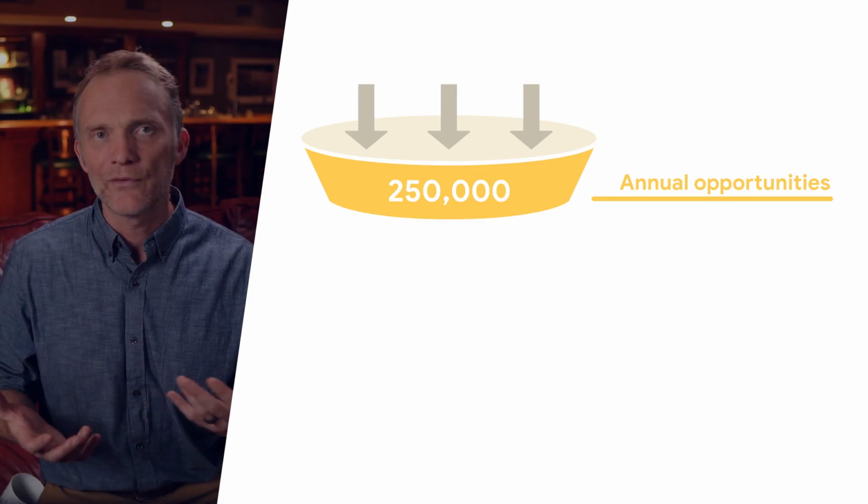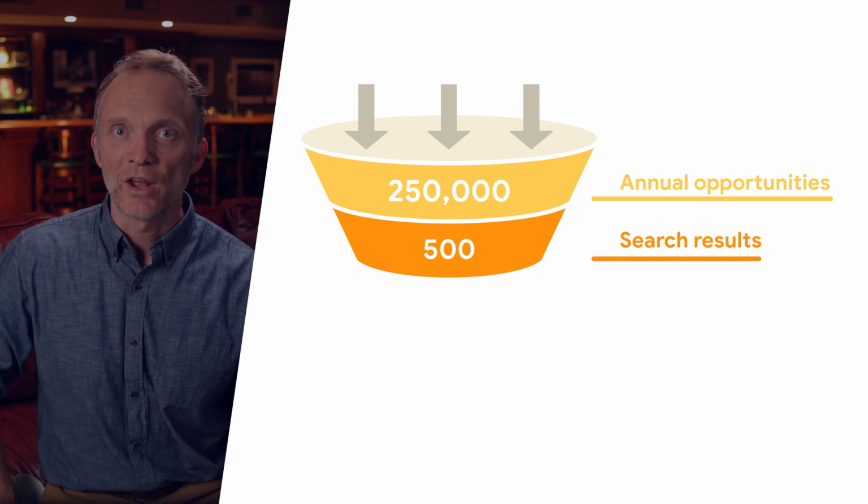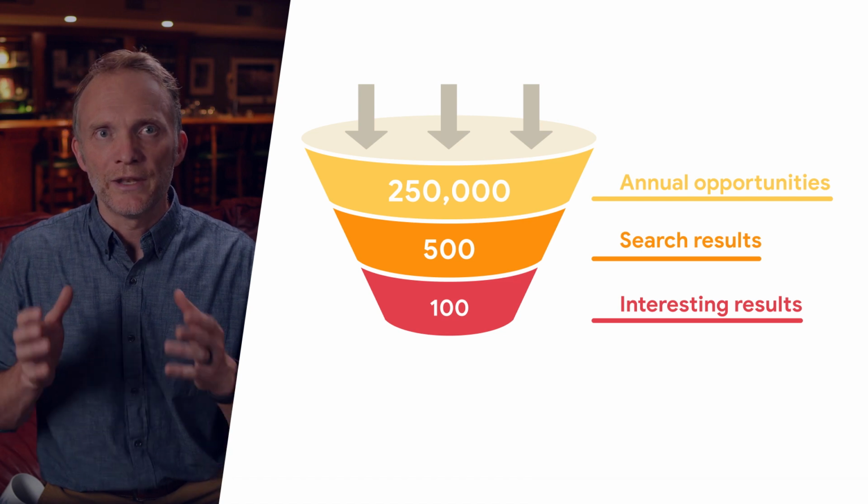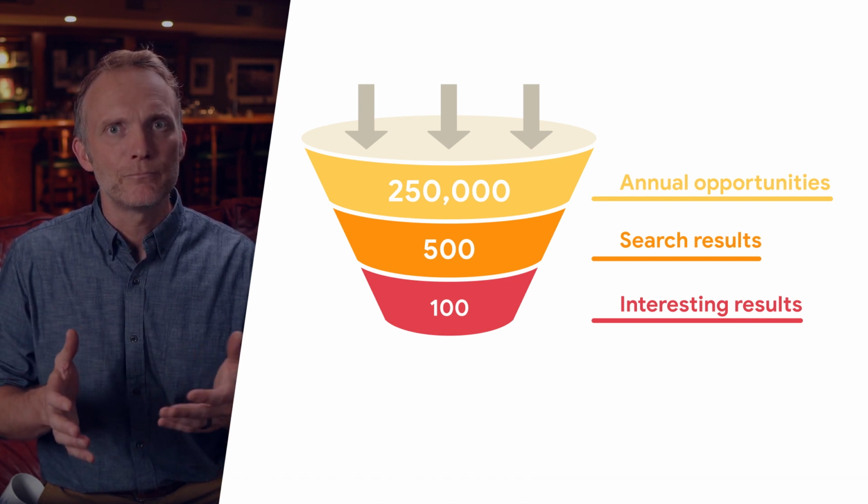And by the way, to help you benchmark your own search results, my target's 20%. So if 20% of my search results are interesting, I'm happy. That doesn't mean I pursue 20% of my search results. My saved searches produce about 500 results a year, but about 100 of those are interesting. So 400 are just way off base. And of those 100, I pursue maybe 10.